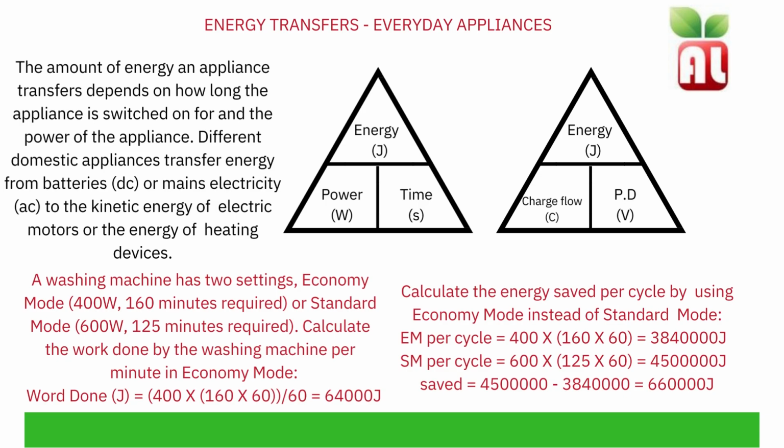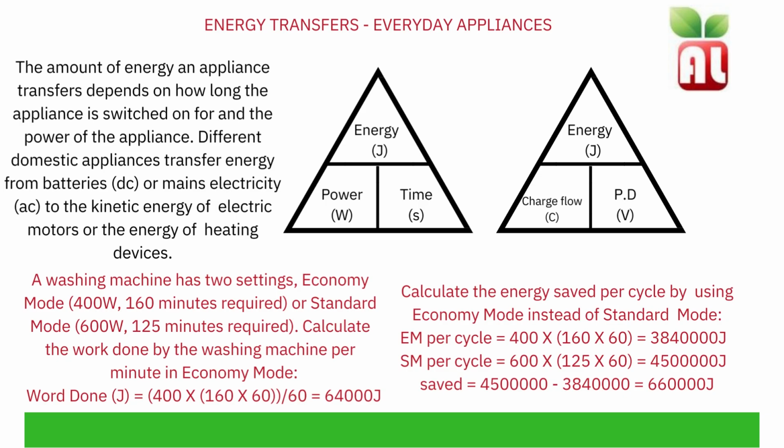Calculating energy from power and time. Energy in joules is equal to power in watts multiplied by time in seconds. Or we could use the equation energy in joules equals the charge flow measured in coulombs multiplied by the potential difference measured in volts. These equations are not on the physics equation sheet and therefore need to be learnt.